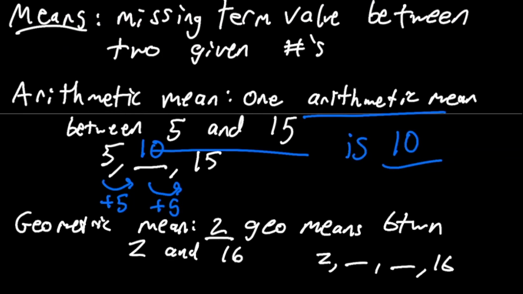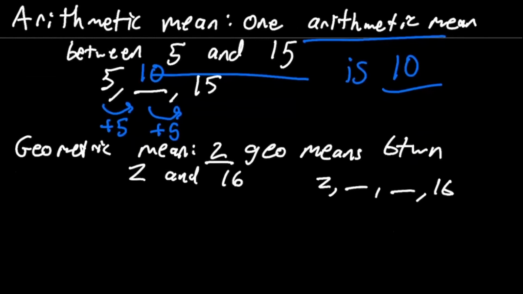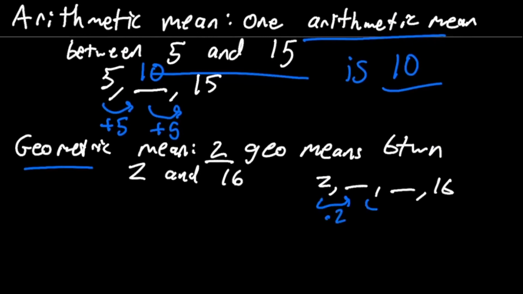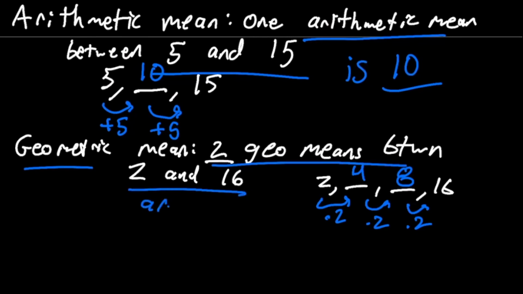Here we can see to get from one value to the next, we're looking at multiplying because it's geometric, multiplying by a common value or common ratio. And that common ratio would be 2. We multiply by 2, multiply by 2, and multiply by 2, we get 2, 4, 8, 16. So here, the two geometric means between 2 and 16 are 4 and 8. Those are two means in this situation.